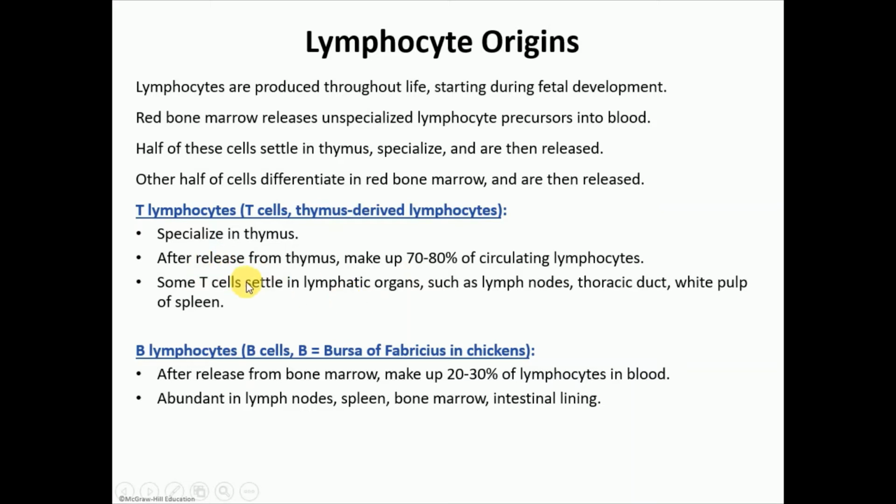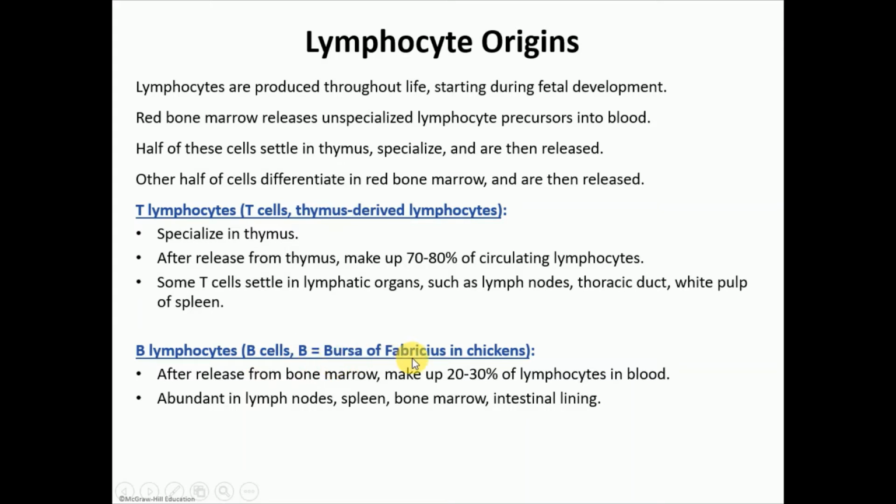And these T cells, after they mature in your thymus gland, are going to settle down in the lymph nodes, thoracic duct, and white pulp of the spleen. While the B lymphocytes mature in your bone marrow. The B actually does not stand for bone marrow, but it does help. B stands for bursa of Fabricius in chickens.